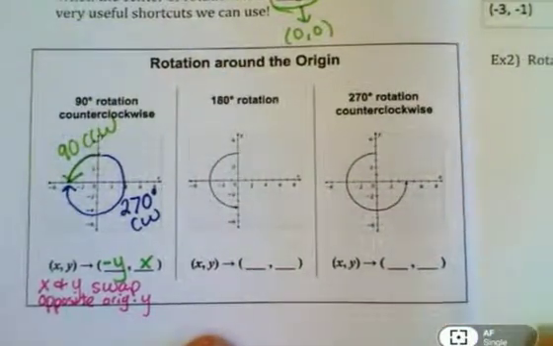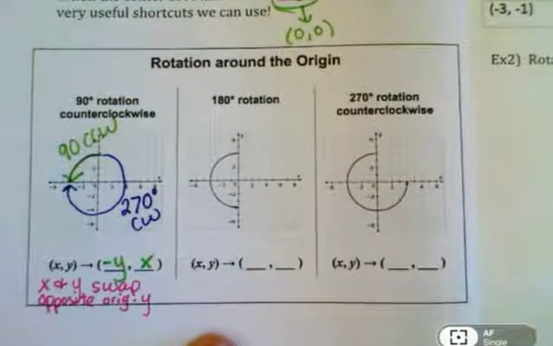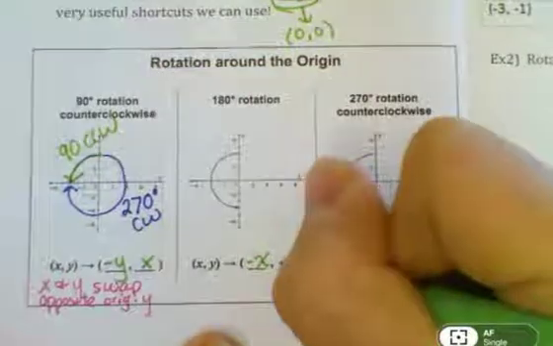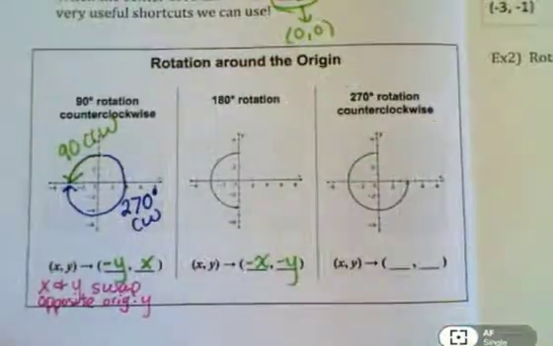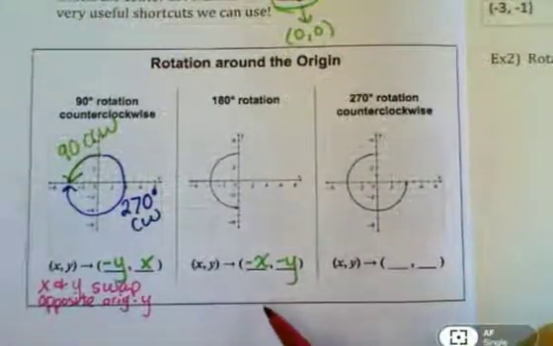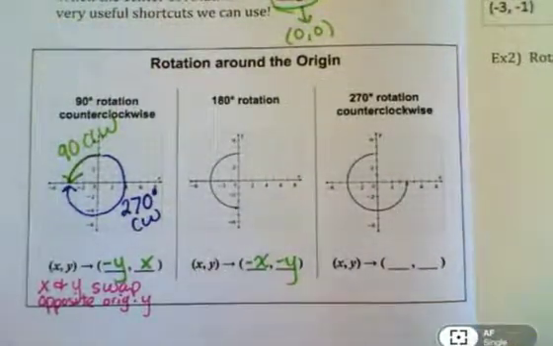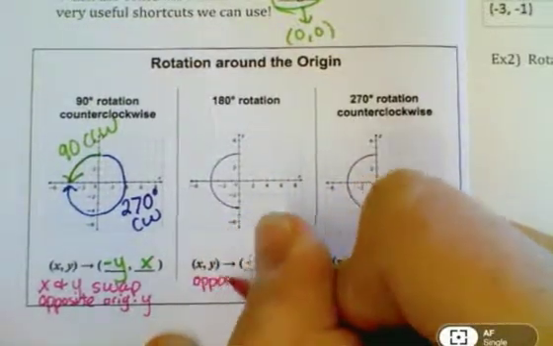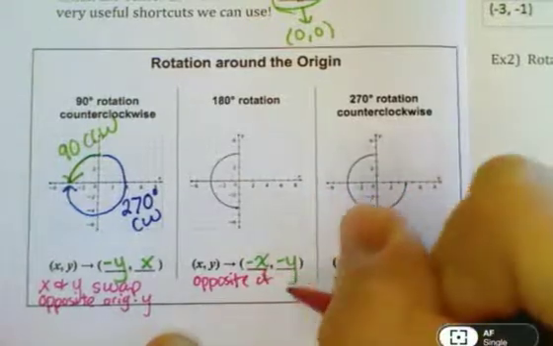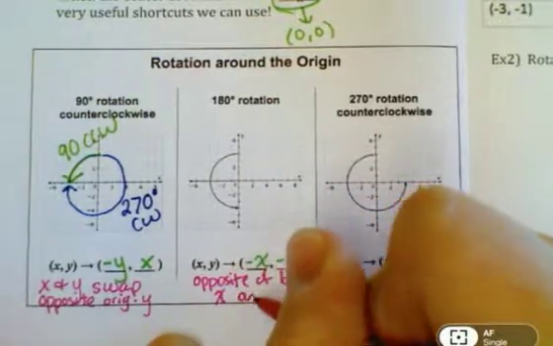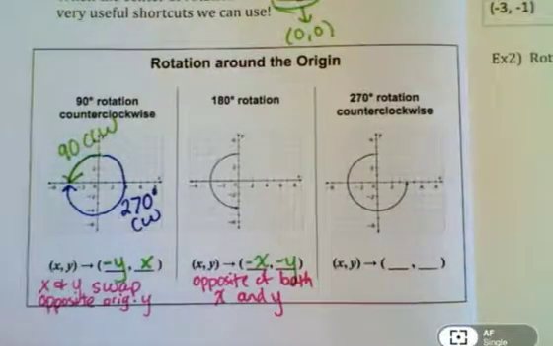Okay, 180-degree rotation. The rule here is really simple. Opposite x, opposite y. So to spell this out in words, we're not swapping anything. We're just taking x and y and making them both opposite. So opposite of both x and y.